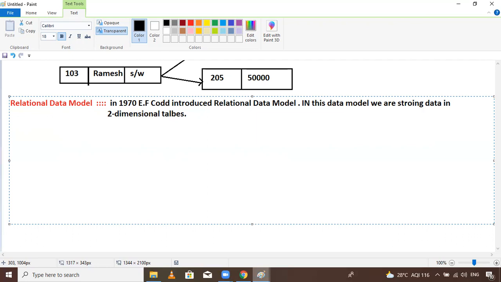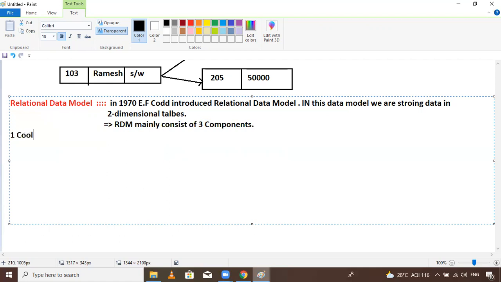So now, the next point: the relational data model, RDM, mainly consists of three components. What are the three components? This is an important point, so don't lose your focus, guys.